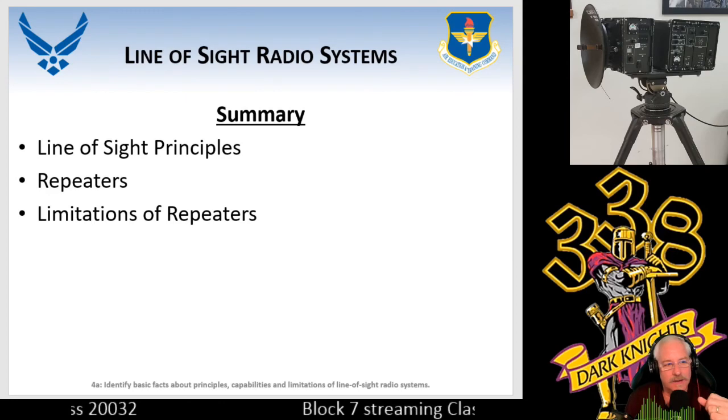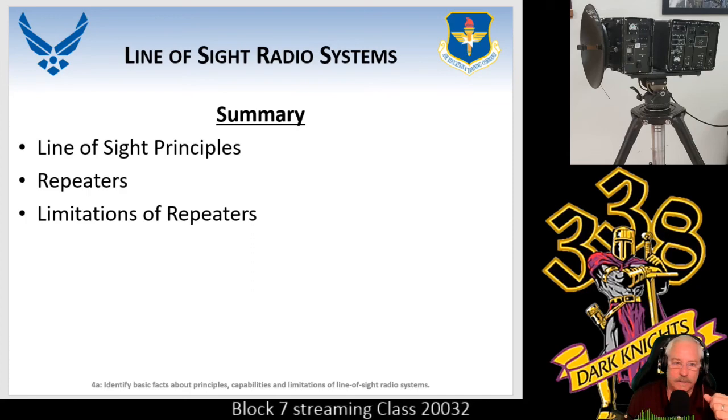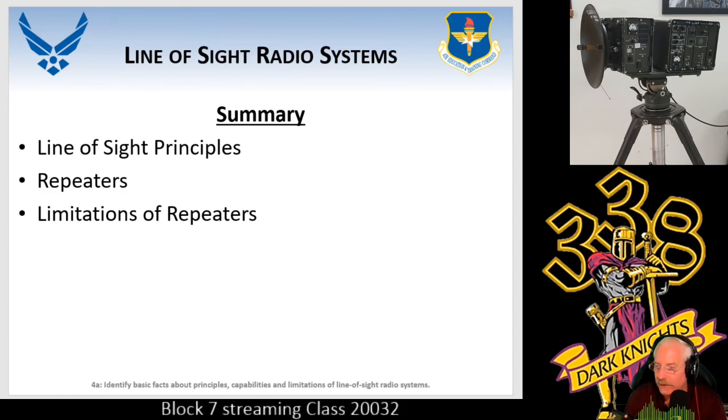So we've looked at line of sight principles, repeaters, and limitations of repeaters. Any questions? No, sir. Okay, this was a pretty simple one.